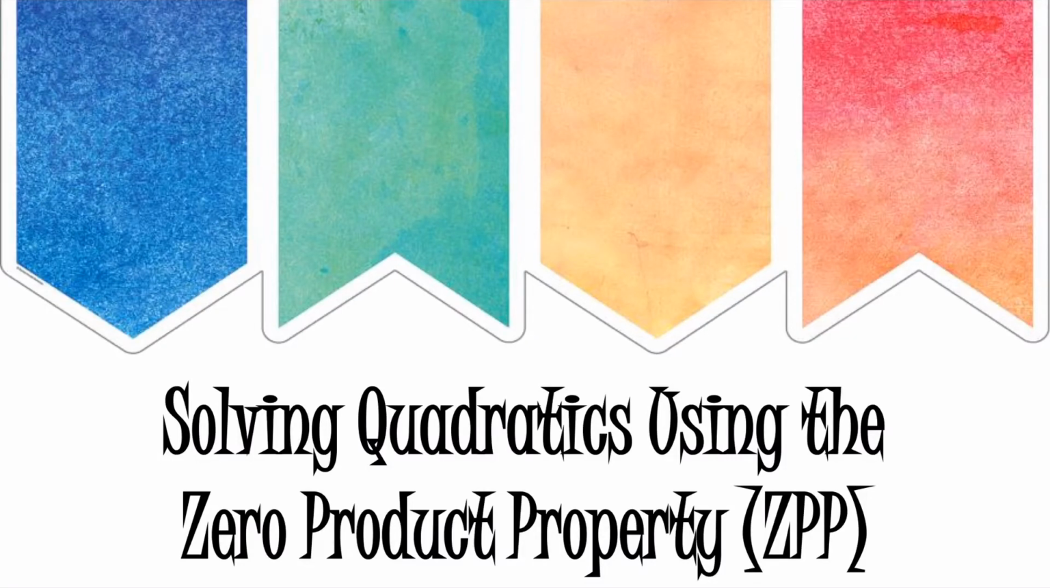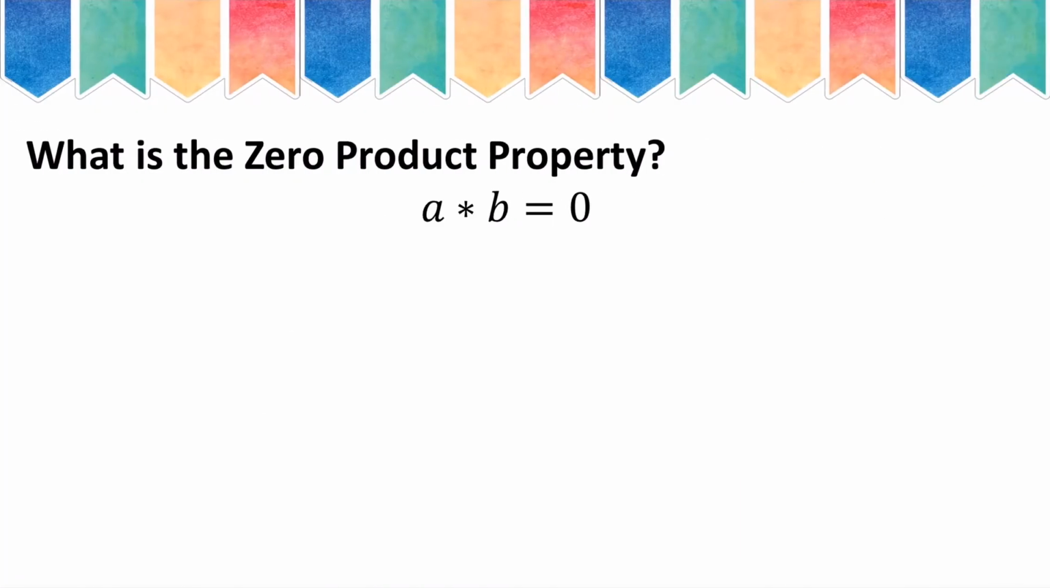Hello. In this video, we are going to learn how to solve a quadratic equation using the zero product property, or for short, we say ZPP. This video is a very introductory level video into the zero product property. First, before we can use the zero product property, we need to know what it means.